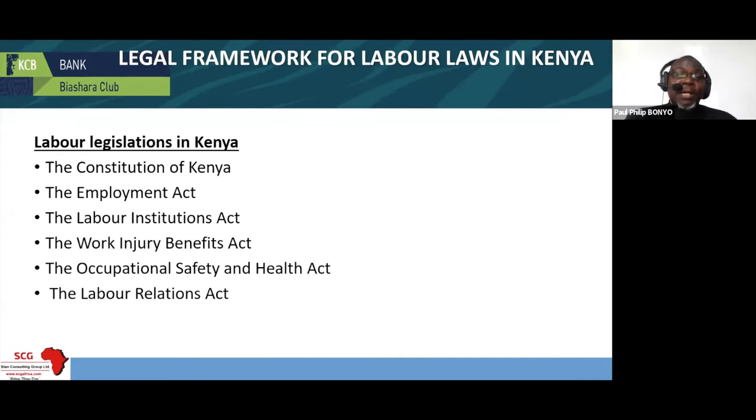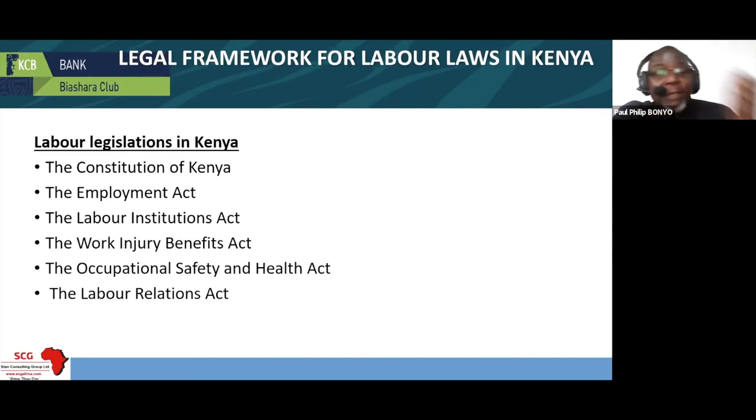The Labor Institutions Act was put in place to establish institutions that regulate labor laws in Kenya. The institutions there, we will see them. Then there is the Work Injury Benefits Act, which is actually a social welfare law. Social welfare because in the course of work, the employee may get injured. That injury of the employee needs to be compensated. We will look at how it works.